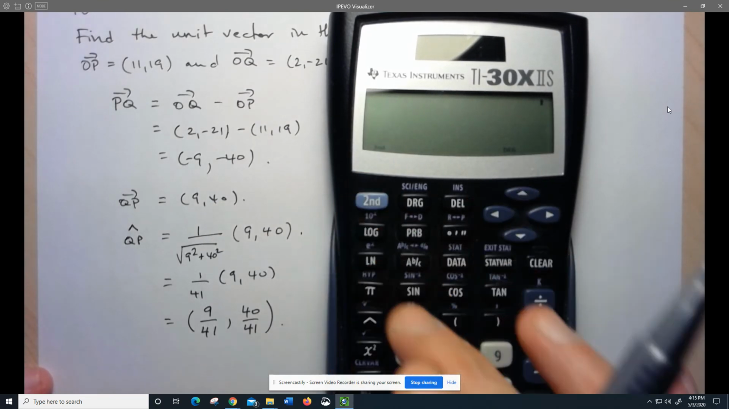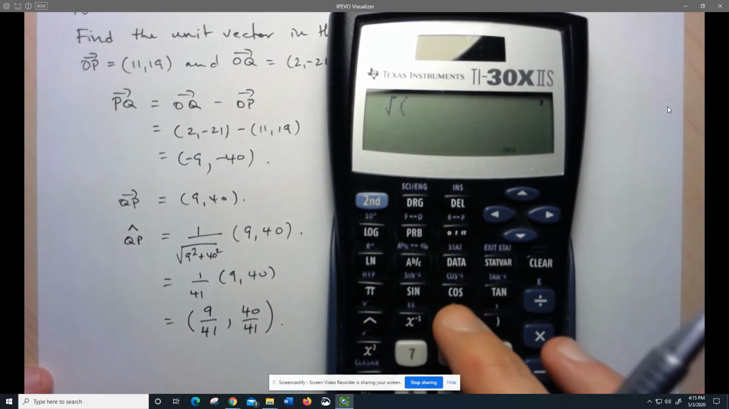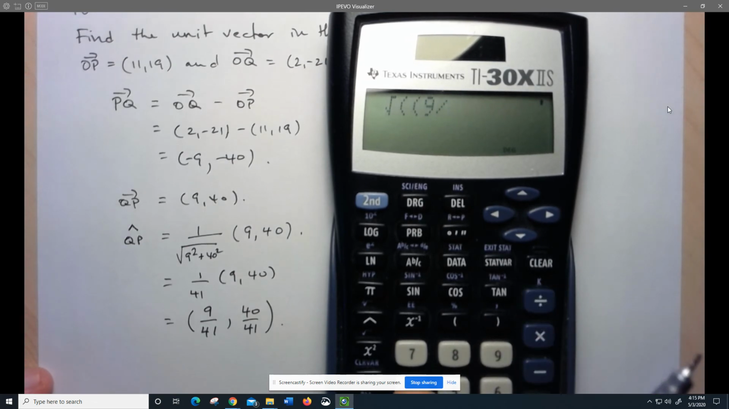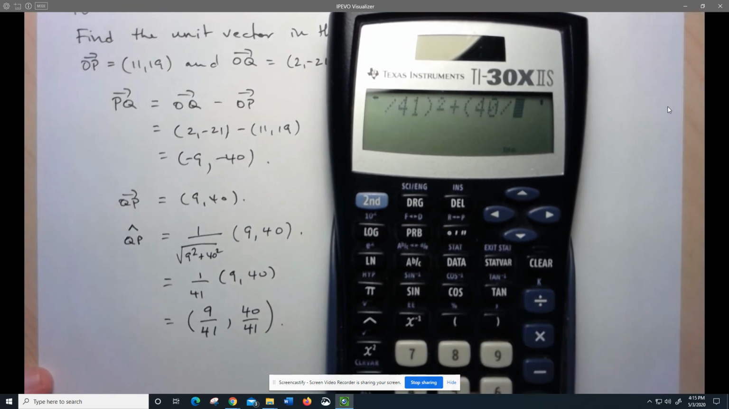So let's take the magnitude of the vector: the square root of the first squared plus the second squared. So (9/41) squared plus (40/41) squared. And we see that the magnitude is equal to 1.